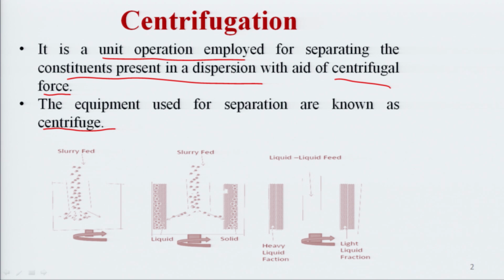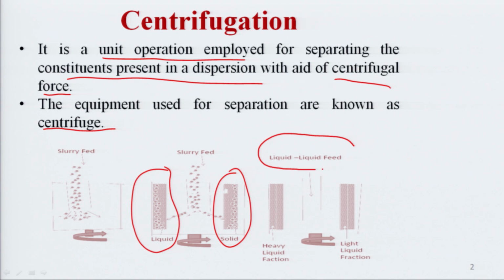So, in this case slurry is fed into the equipment, that is the centrifugation equipment. As you see in the diagram, from here slurry is fed into the equipment, solid particles are separated out and are on another side, and on the other side the liquid part is present. So, both the solids and liquids are separated from the slurry with the help of centrifugal force. The process involved in this separation is called centrifugation.